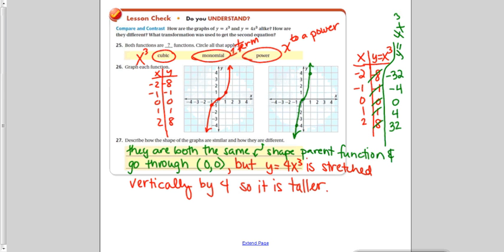Okay, here we had x cubed and 4x cubed. So they're the same shape, but the 4x cubed is going to stretch us and make us a little taller. And those are our transformations.